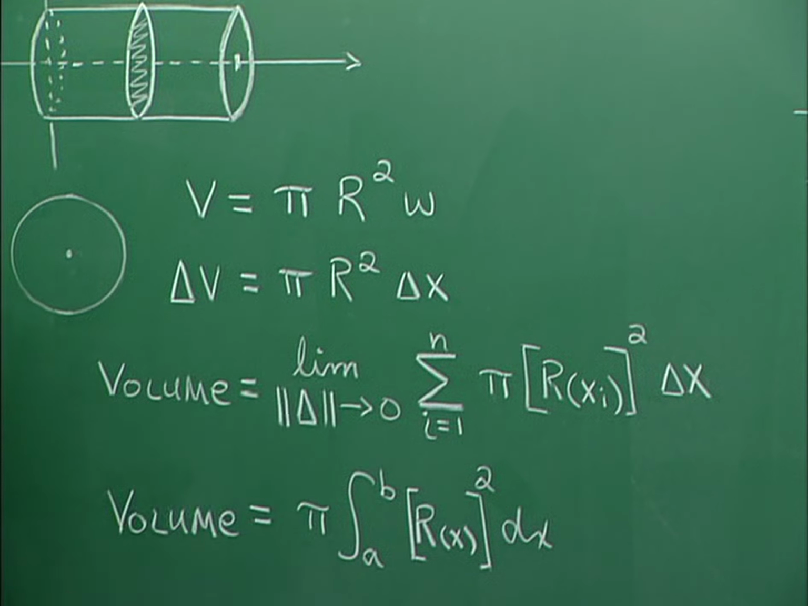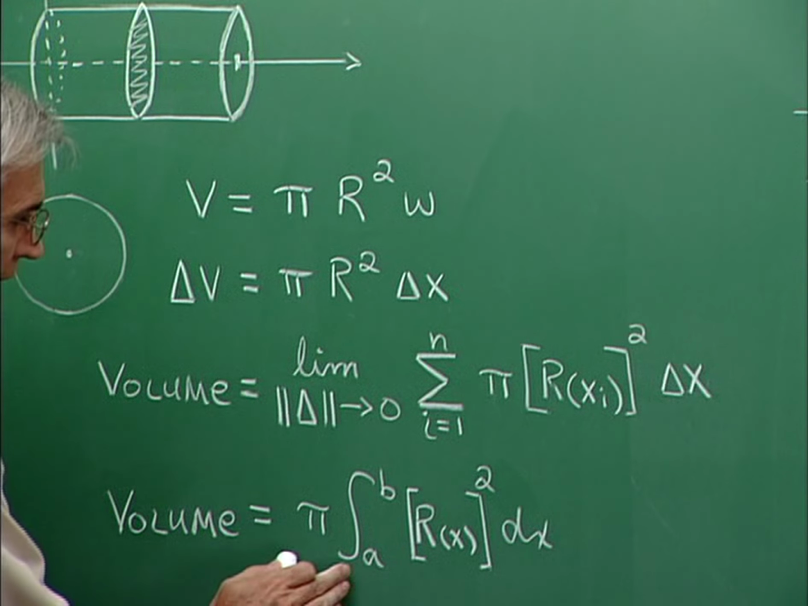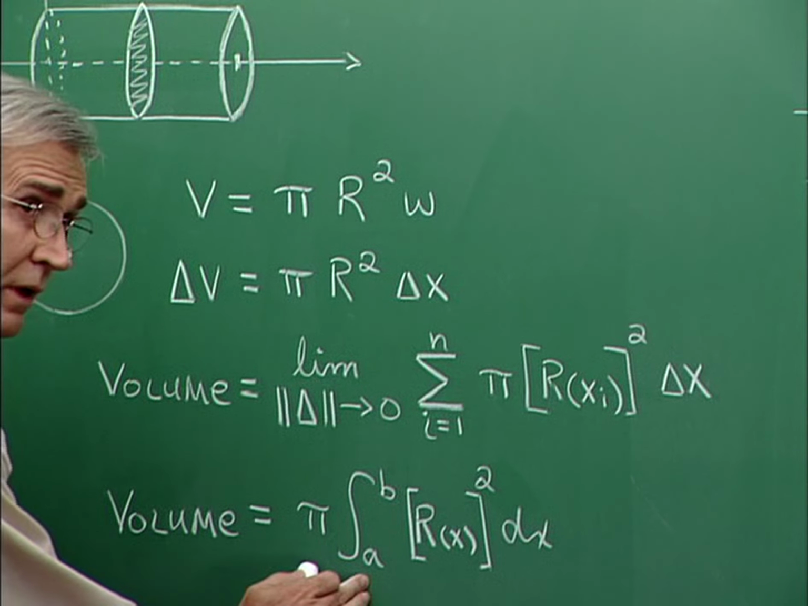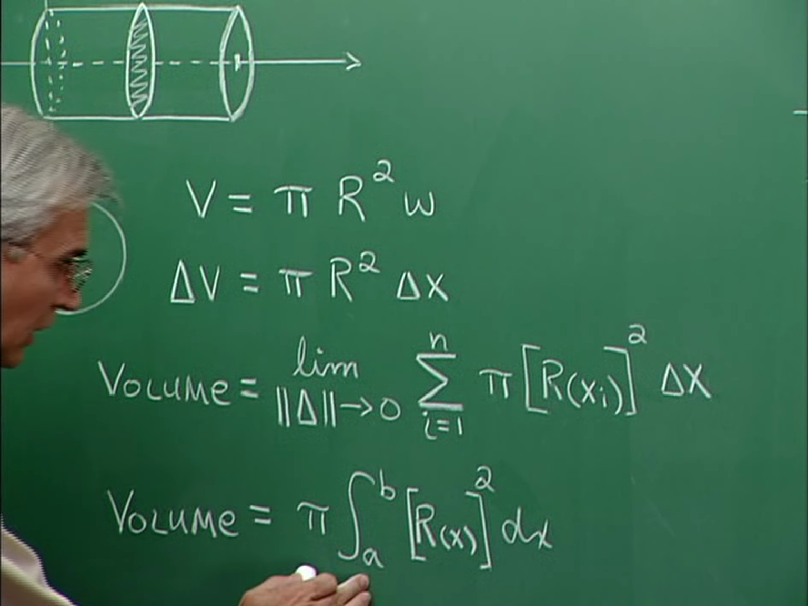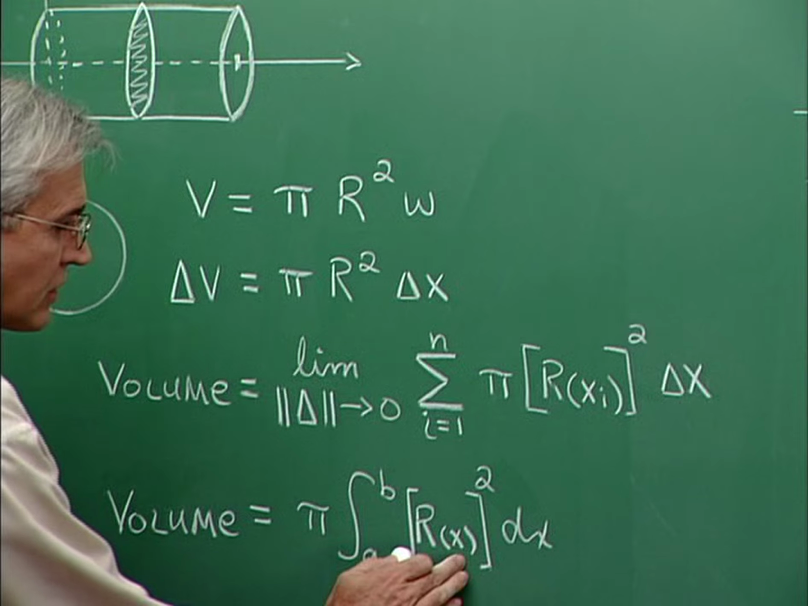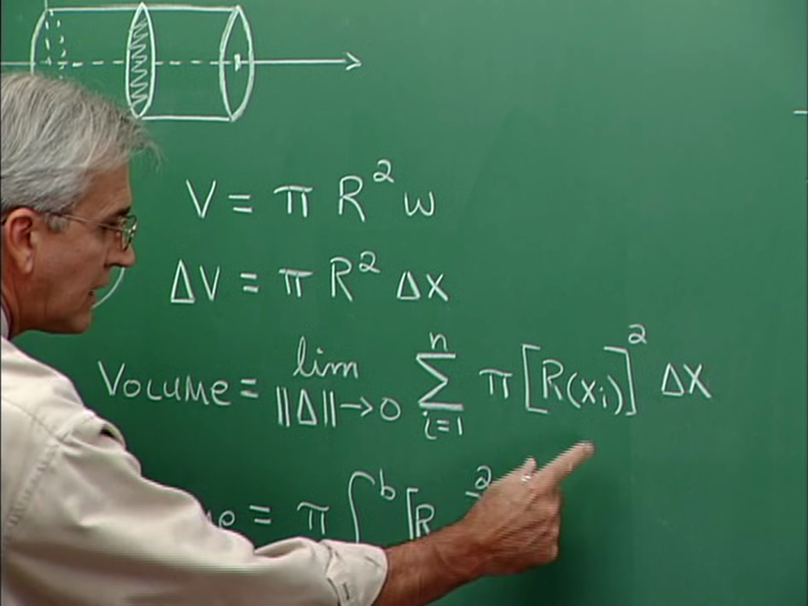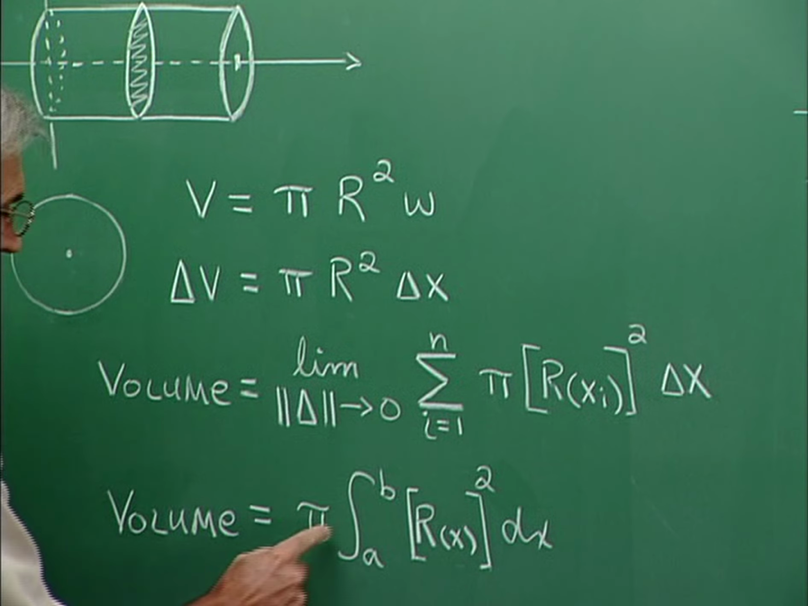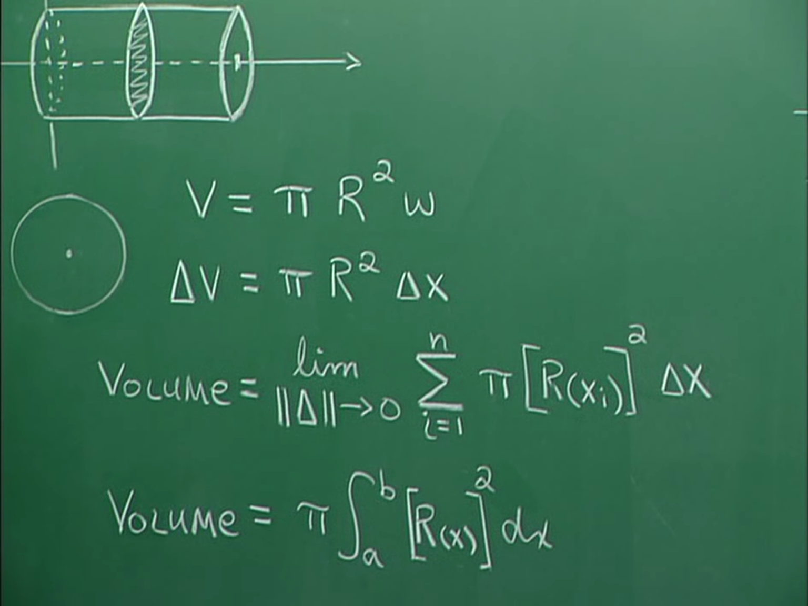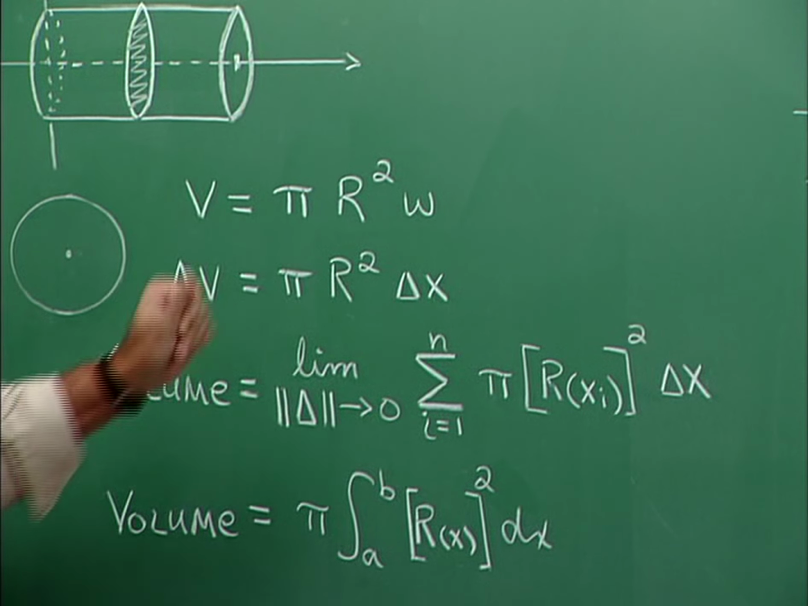Well, all of that leads us to integration, and the volume then is the integral from a to b, the integral within an interval, of the r of x squared, and that's this part, and then the delta x is the dx. The pi as a constant comes to the outside. And all we have to do then is apply the idea to a specific problem. Let's take a look at one.